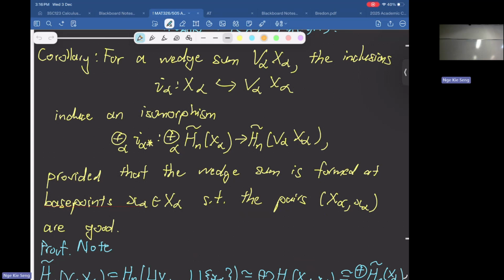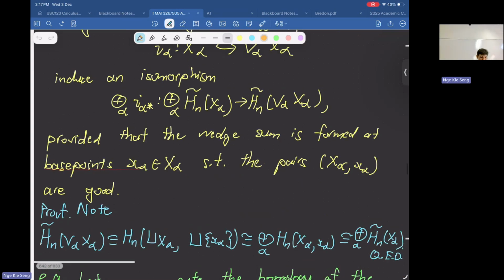Okay, so maybe you need to think about the pair here. So what's the pair you need to think about? You need to think about the topological space with the base point. Okay, with the base point. This is the pair you need to think about. And then you will have this chain of isomorphism.